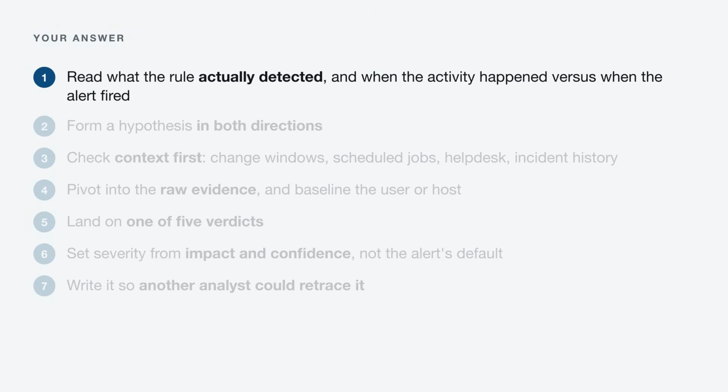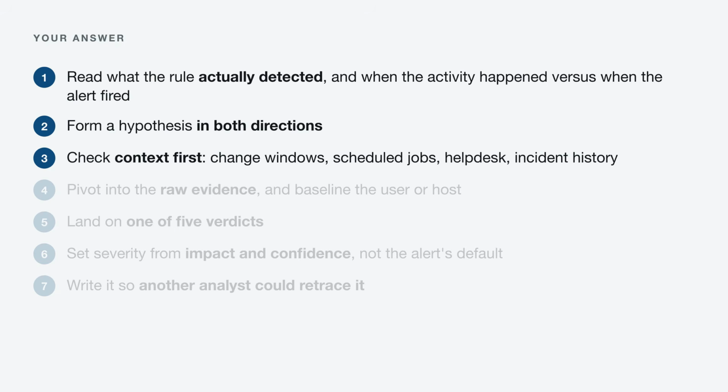When an alert comes in, I start by reading what the rule actually detected, not what its name implies, and I note when the activity happened versus when the alert fired. I form a hypothesis in both directions. What this looks like if it's malicious and what the innocent explanation would be. I check context first, because change windows, scheduled jobs, help desk tickets, and incident history clear most alerts fastest. Then I pivot into the raw evidence. Sign-in logs, email headers, endpoint logs, and I baseline the user or host, because anomaly only means something against normal.